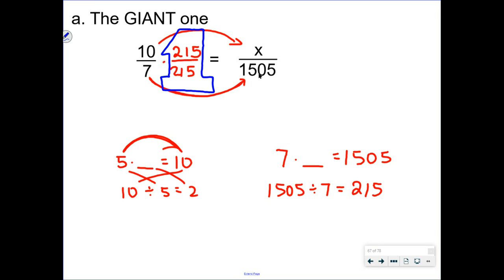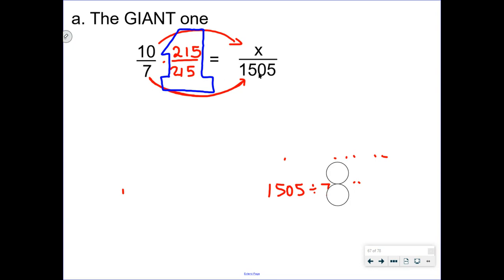Multiplying anything by 1 doesn't change the value, it doesn't change the ratio, so I can do that. So multiplying 7 times 215 gives me 1,505. So if I do 215 times 10, I get my answer, which is 2,150 minutes. And that's the answer I'm looking for. So the giant 1 says multiply the first ratio by whatever it takes to get the second ratio.